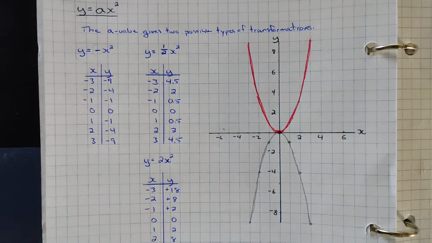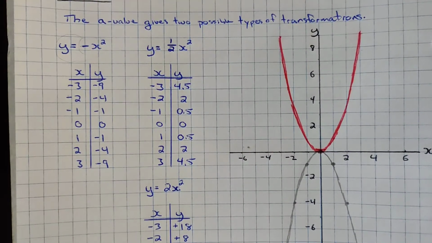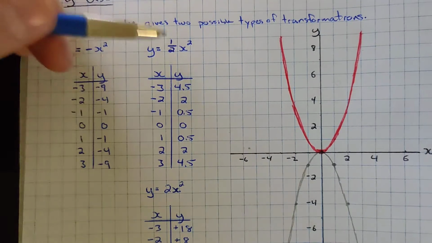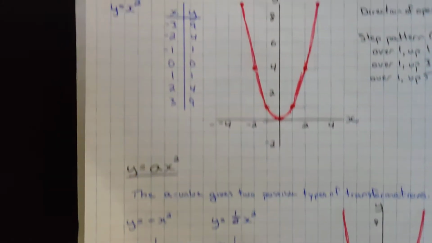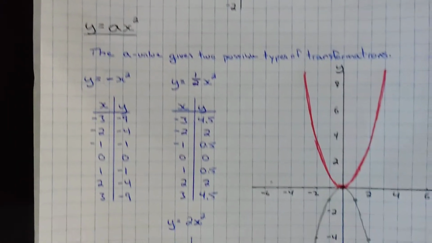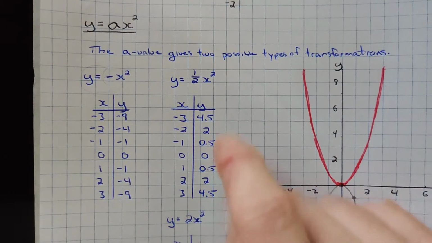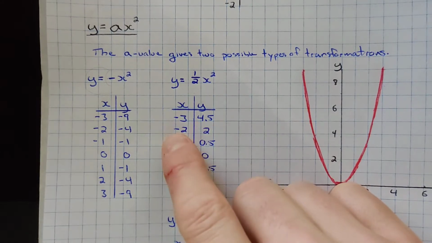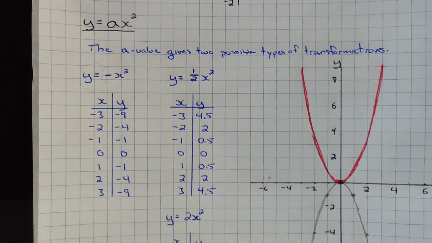Now, if we instead change the a to a number different than 1, so y equals x squared is just y equals 1x squared. If we use 1/2, all these values are squared. So these are all the x squareds. We just take the x squareds and we divide them by 2 or multiply them by 1/2. So I have -3 squared, which is 9. Half of that is 4.5. -2 squared is 4. Half of that is 2. So on down the list.